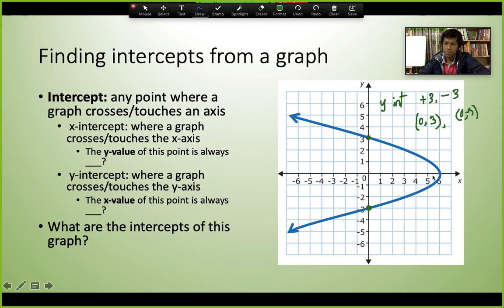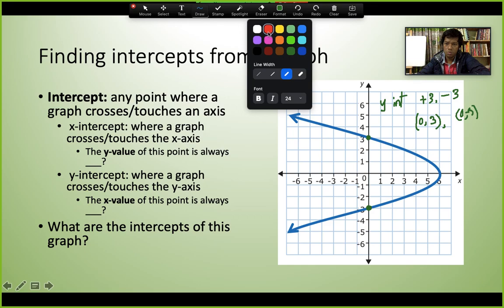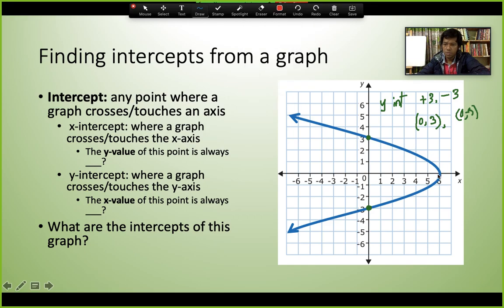What is the x-intercept? This point is the x-intercept. This point is at 6. We can say that the x-intercept is 6. Or we can say that this is (6, 0). The x-intercept is (6, 0).